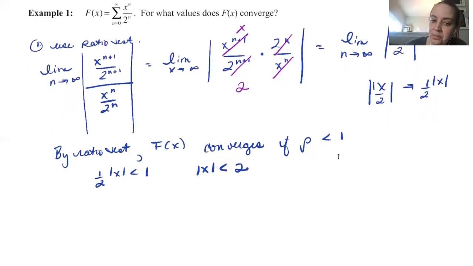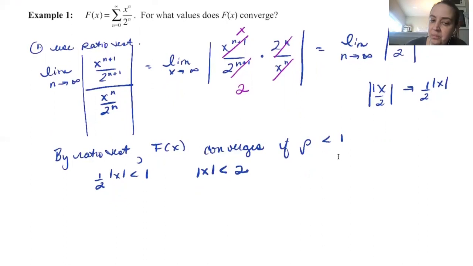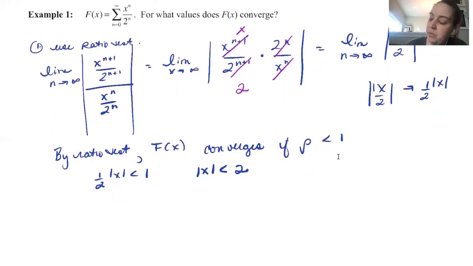And now we have to apply inequality rules. By the way, the radius of convergence, because sometimes they'll ask that as well, is this one, 2. That's your radius of convergence, it is actually 2 here.